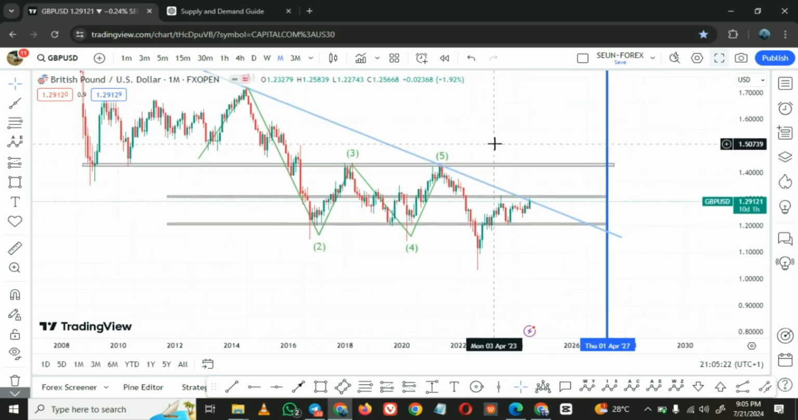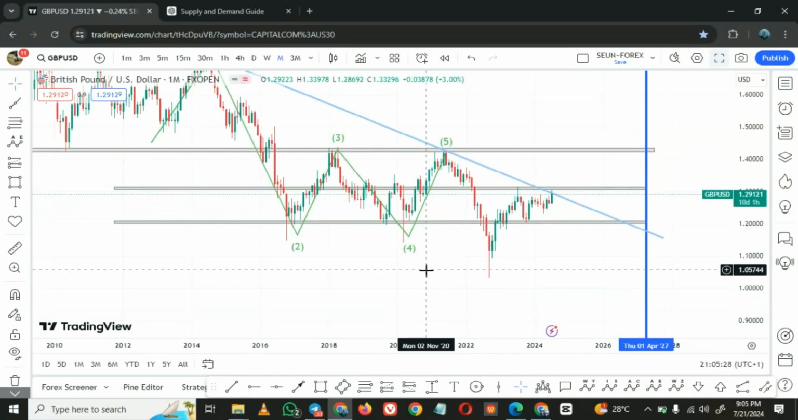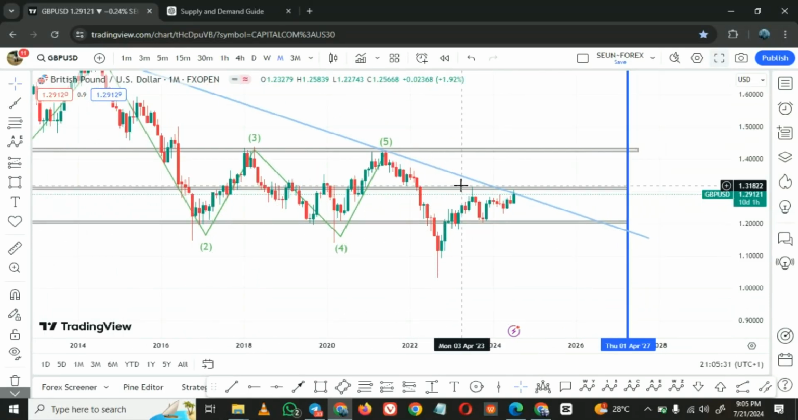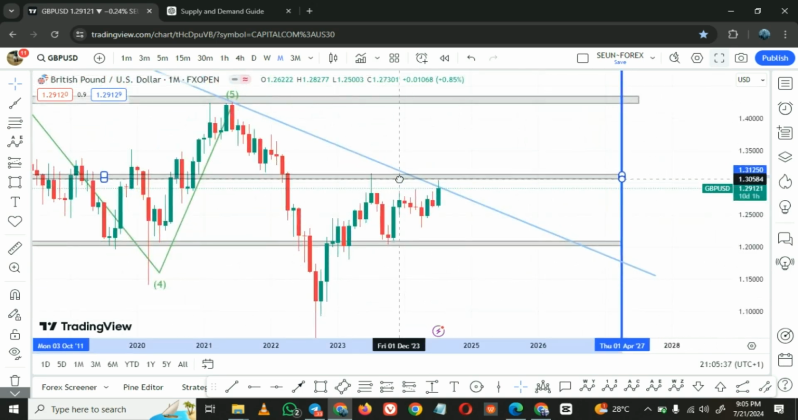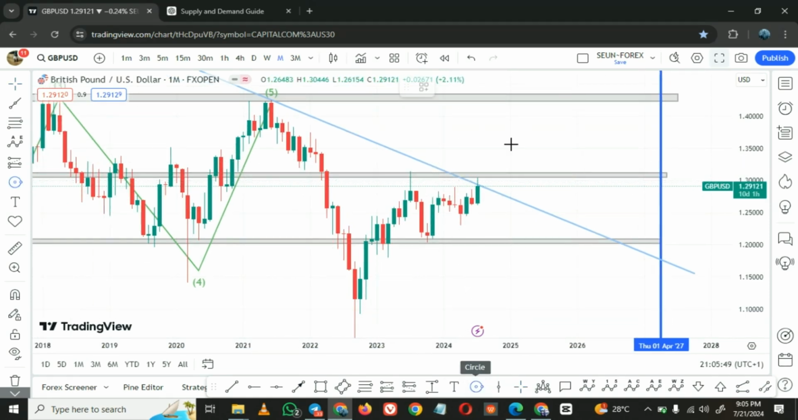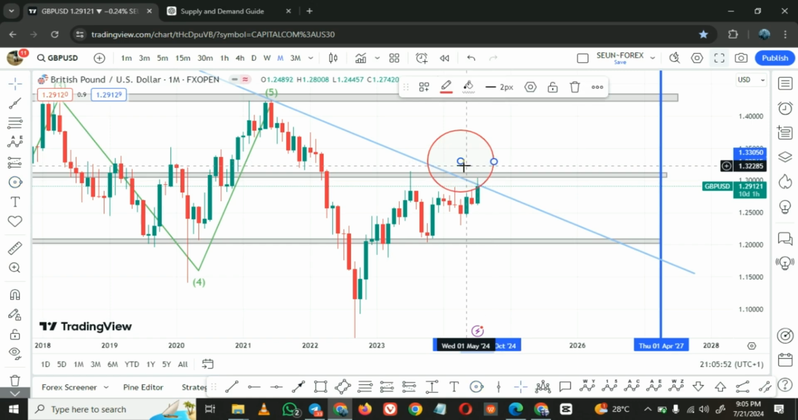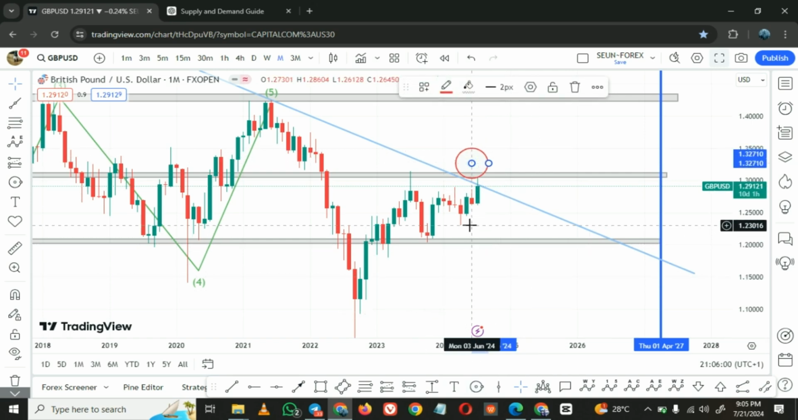Which are major things in the market. As you can see in the monthly time frame, GBP USD has been consolidating. If we check the previous price action in this monthly time frame, we can see now that GBP USD has formed a double top, and that is another thing for demand and supply. This is demand zone. This is demand zone, and this is supply zone.